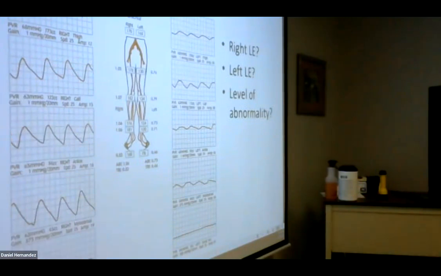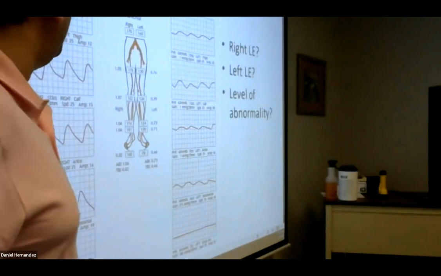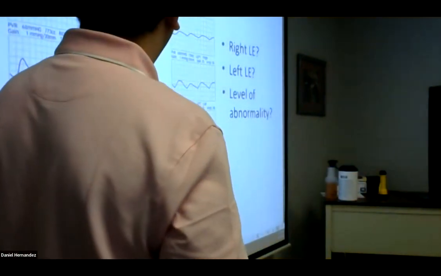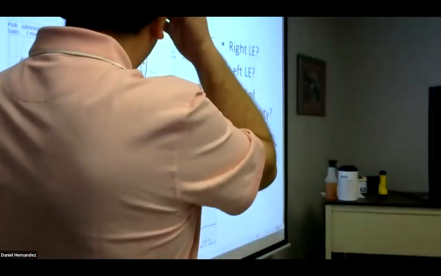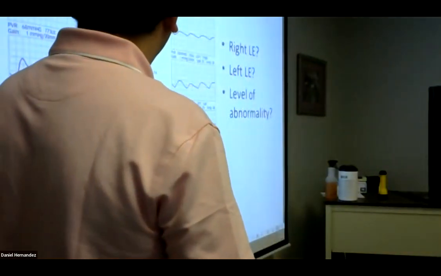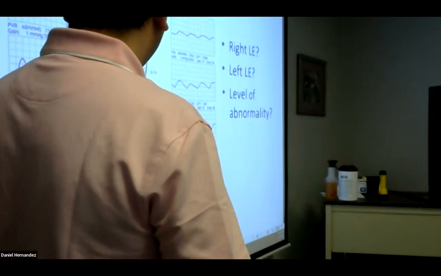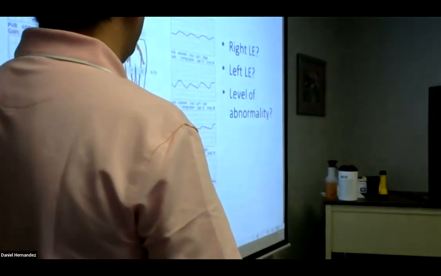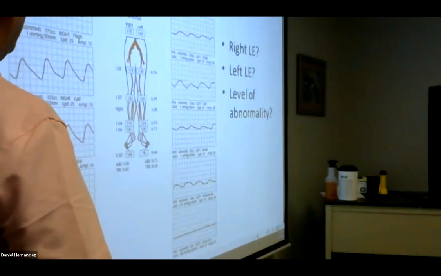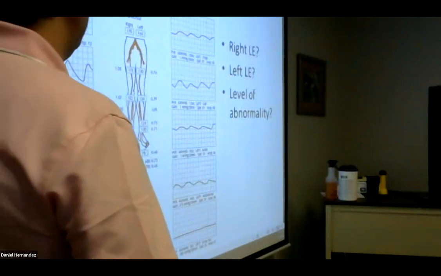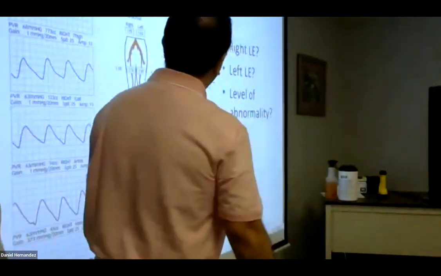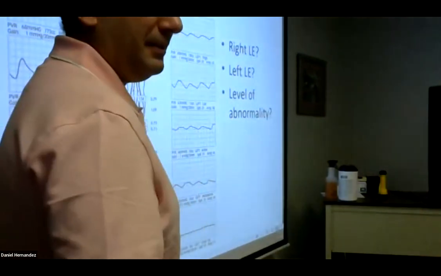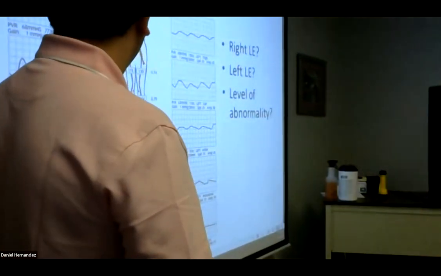So some more normal and abnormal, right and left, level of the abnormality. On the left, I would say the iliac is up super high in the thigh. On the right looks normal to me. So his left leg is a lot worse. Left iliac, they're not amazing, but you could say aorta, iliac. Worse on the left.